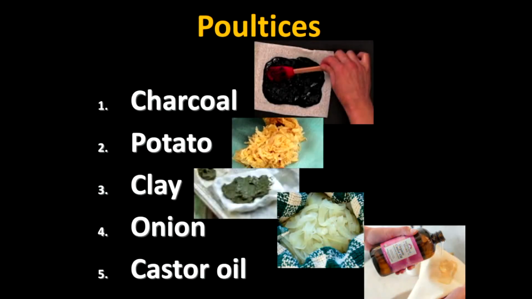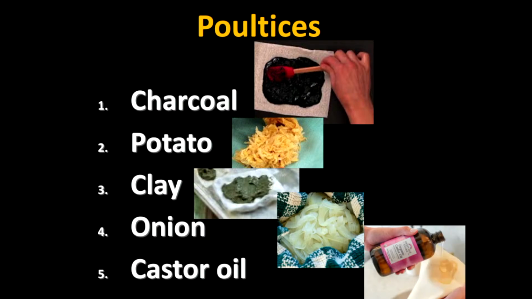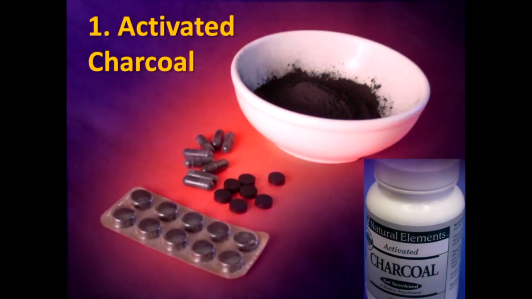Okay, so for today, we are going to do these 5 poultices: charcoal, potato, clay, onion, and castor oil. I want to especially spend more time on charcoal. Besides using it as a poultice, you can also use it internally, especially for poisoning and for other purposes, okay? So, charcoal.